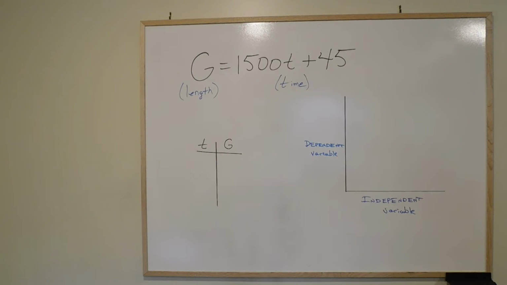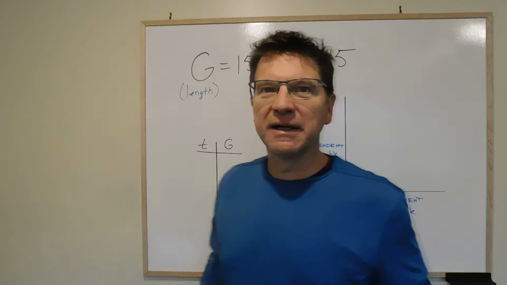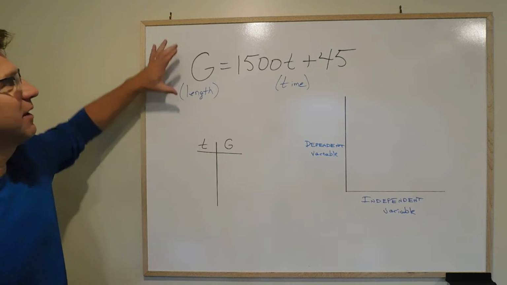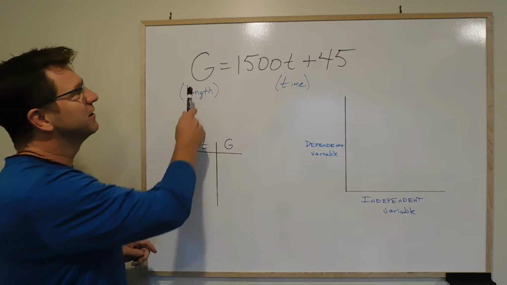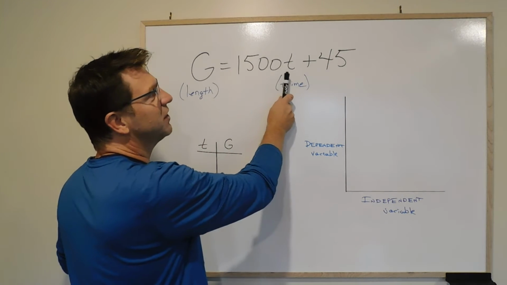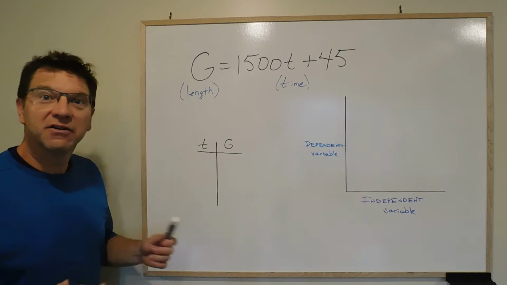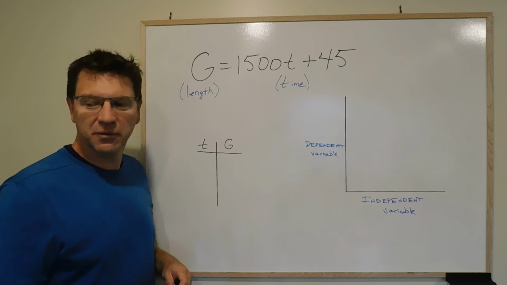So in the last few slides, we've looked at the growth of an amoeba. And what you've seen is we've been working with this equation here, G equals 1500T plus 45. There's a couple of things I'd like to review with you, okay?